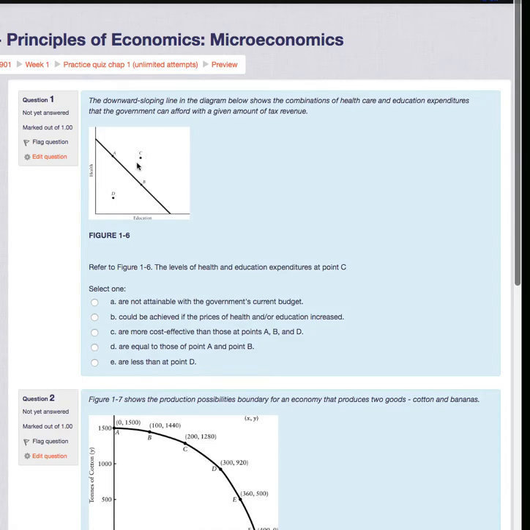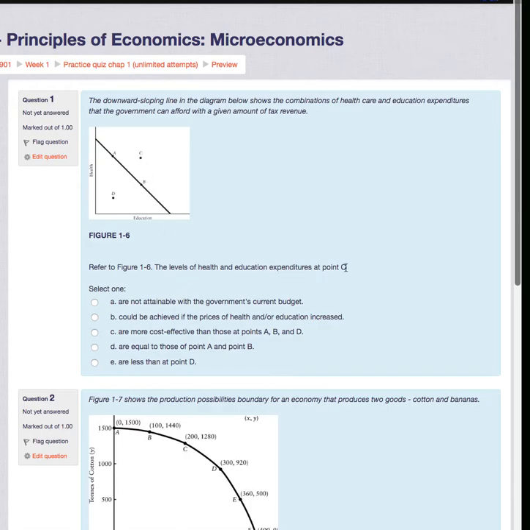C, on the other hand, is infeasible. With the current technology, the current population, we simply cannot produce this amount. We will see in the future that we might be able to consume this amount through trade, but for the moment being, with the current technology and current population, we simply cannot produce this.